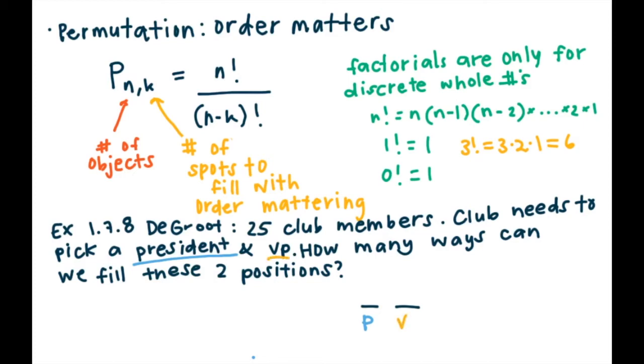Okay, so for president, we have 25 options because there's 25 club members. But if we use 1 person for president, that means we're only going to have 24 options for vice president. Okay, so with this information, I can use the theorem that we learned earlier, and I can just multiply 25 times 24, and that gives me 600. So that means that there's 600 ways that we can fill these 2 positions.